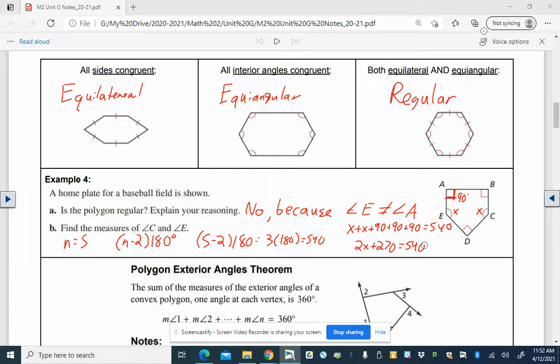Okay, I've got multiplying by 2 and adding 270 to solve for X. We're going to undo adding first. So I'm going to subtract 270 from both sides. And I get 2X equals 270. So 540 minus 270 is 270. Now I'm going to divide by 2, and X is going to be 135. So the angle E and angle C are both 135 degrees.